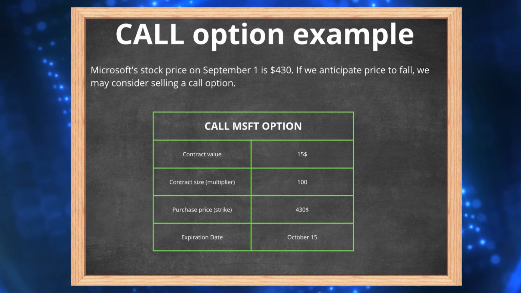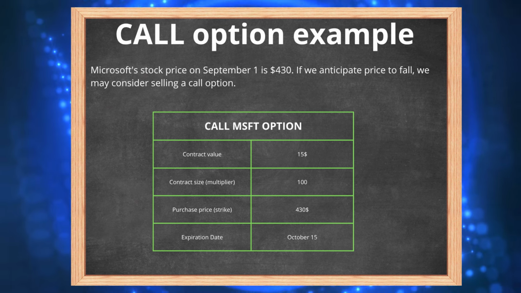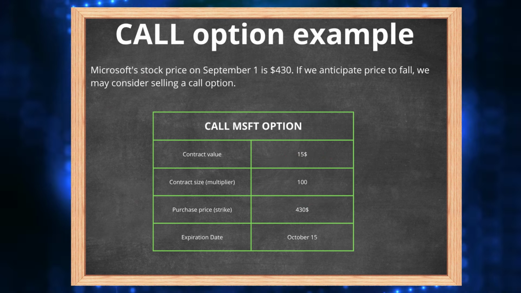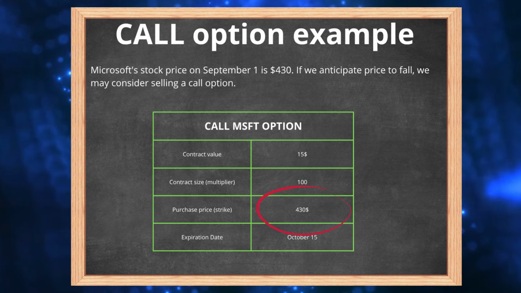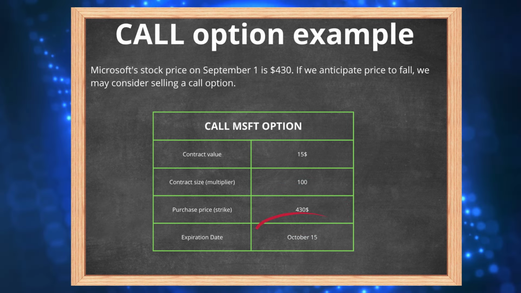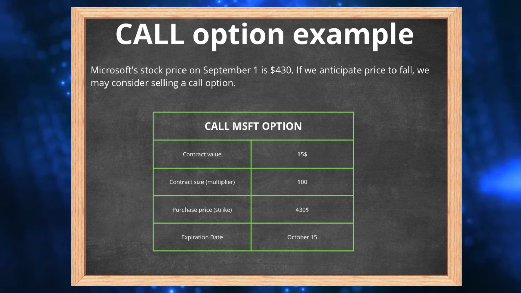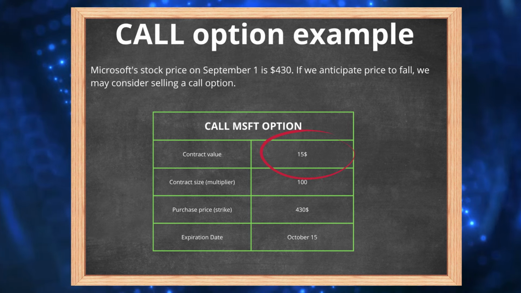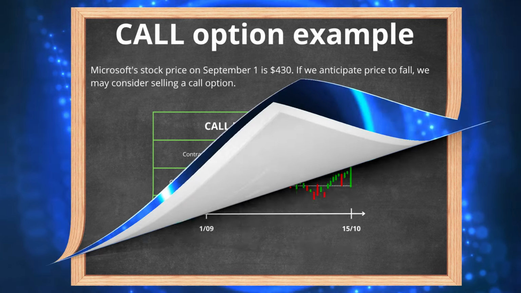By selling this call, you take on the obligation to sell 100 shares of Microsoft stock at $430 any time before October 15th if the stock rises above the strike price. For taking on this obligation, you collect a $1,500 premium.